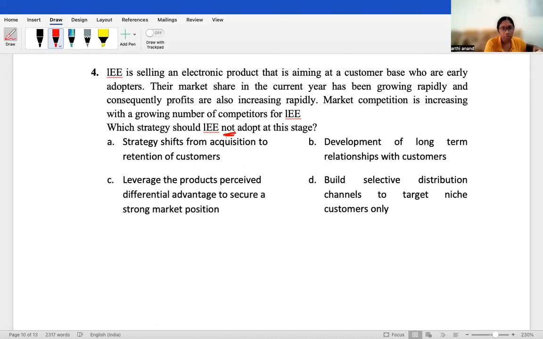Option D. Shifting from acquiring to retention of customers, yes, that's correct. Development of long-term relationship is also correct. Leverage the product, yes, correct. Therefore, D is the strategy not to adopt in this case, because it's an already developed product.